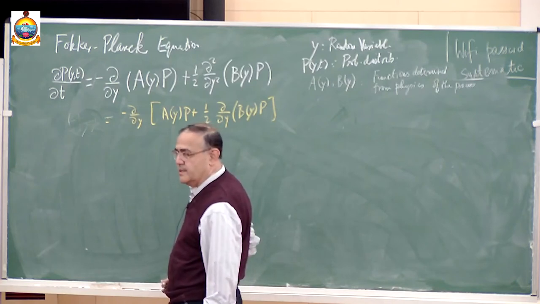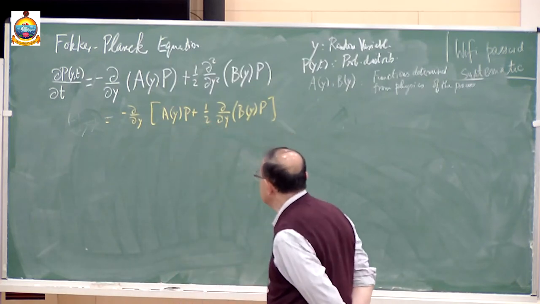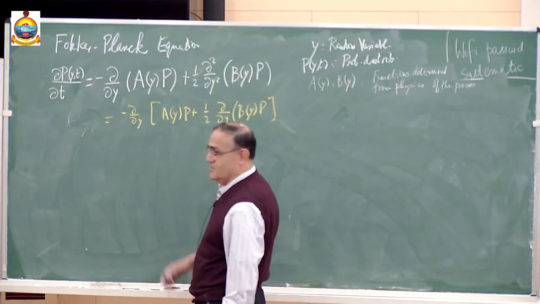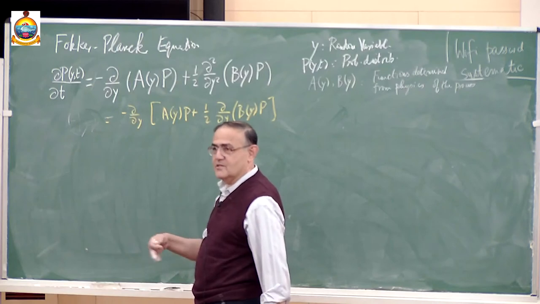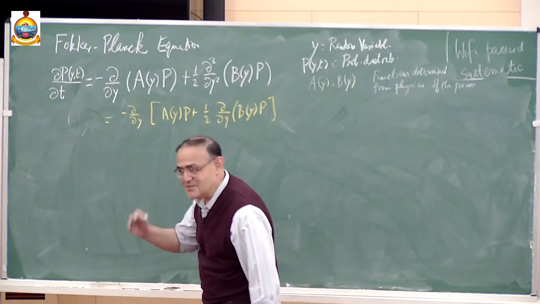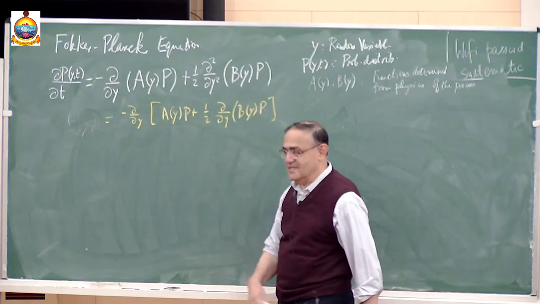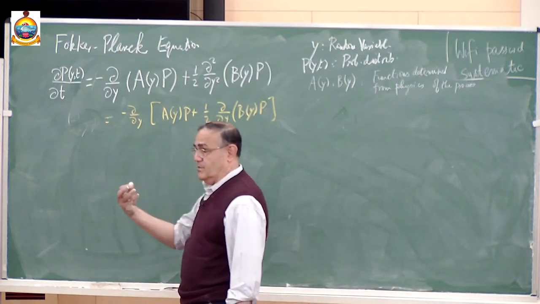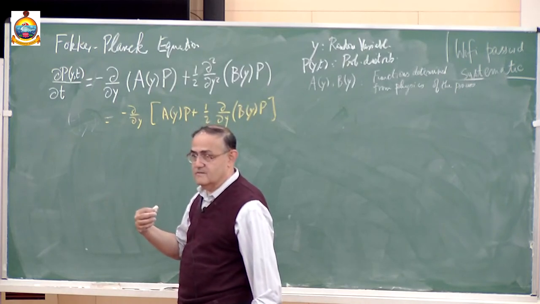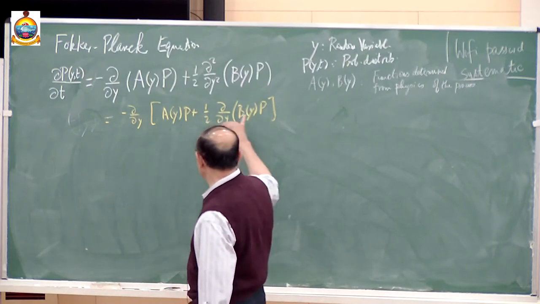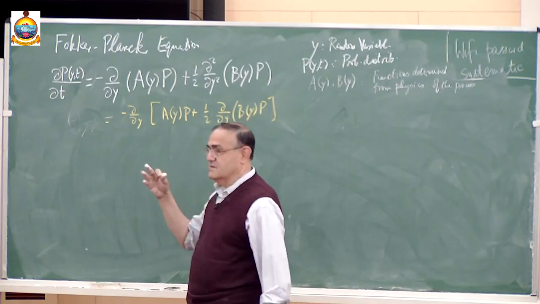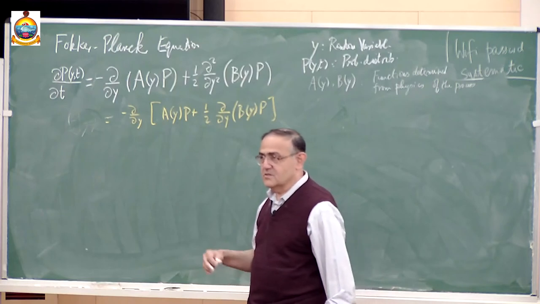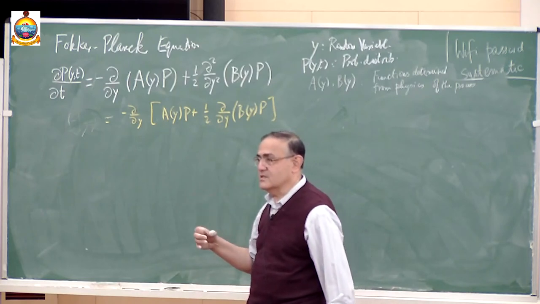The dimensions of A will be velocity, actually. That is right, good, thank you. That is the way to answer, dimensions. So dimensions of A are indeed velocity, and velocity times probability density will give you a current. So this is one sort of current. This other term will have something like a diffusion constant, so this is a diffusive contribution to the current.